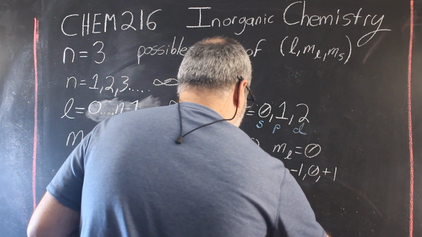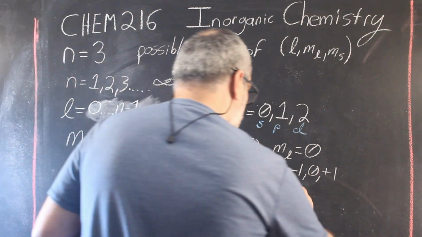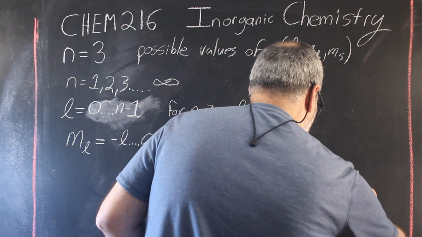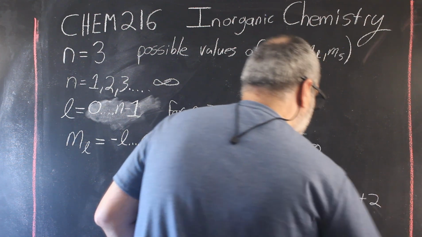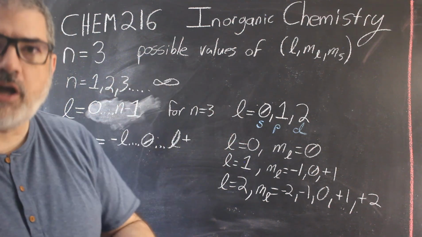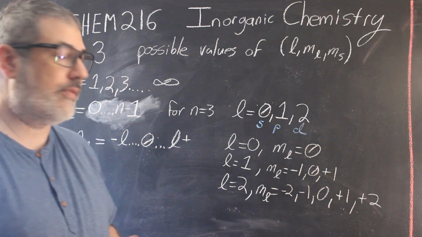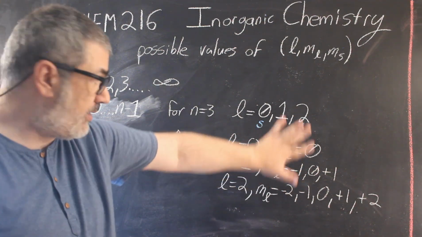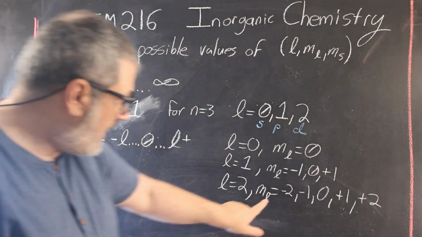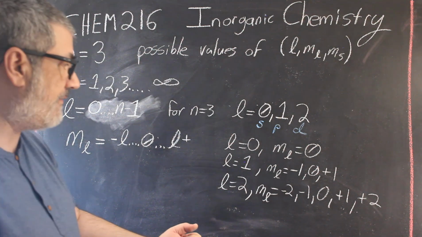Now, when we get to l equals 2, our m sub l values are going to be negative 2 through positive 2. And this generates 5 atomic orbitals. We'll talk about terminology like shell versus subshell later. When you just write out the quantum numbers like that, you don't have to worry about the terminology. It is what it is. We have 1, 2, 3, 4, 5 atomic orbitals that we've defined.